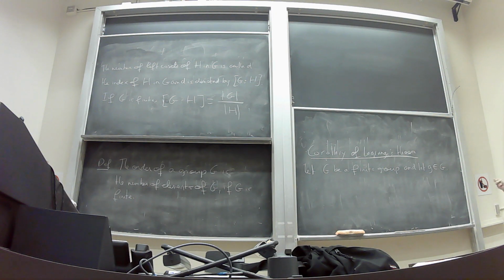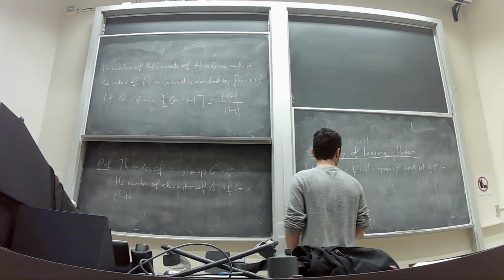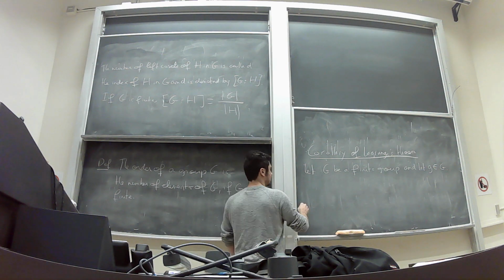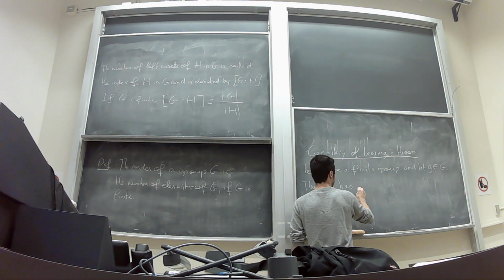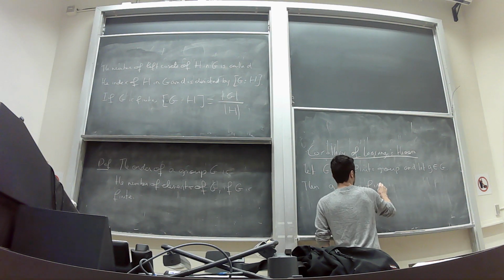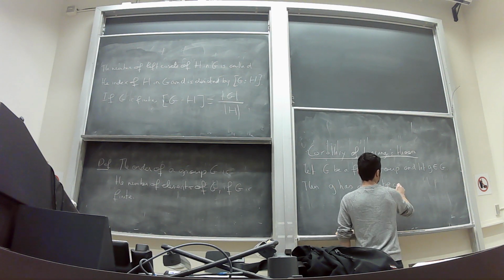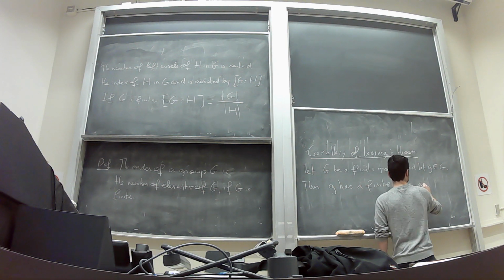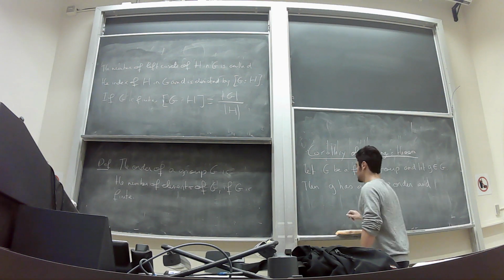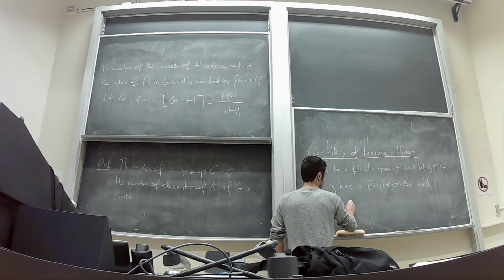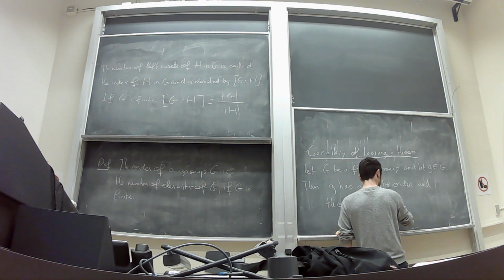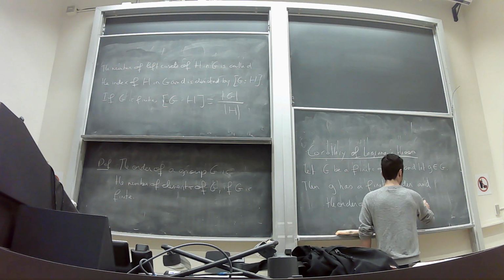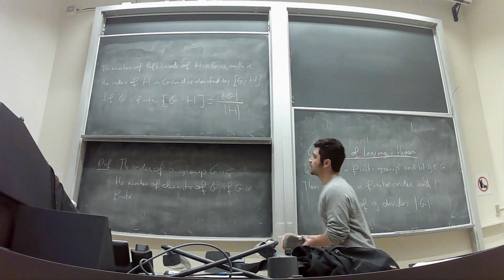Okay, let G be a finite group and let g be in G. Then g has a finite order. Well, the finite order part is not a corollary of Lagrange, but the order of g divides the number of elements in G. Okay, let's prove this.